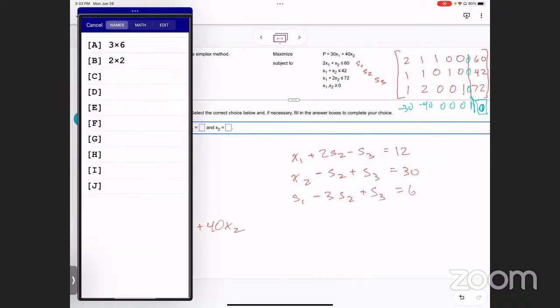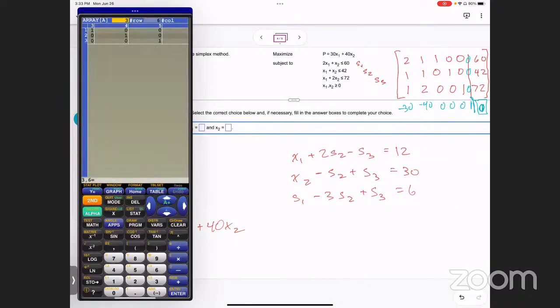So let's go back to our matrix and let's edit that matrix. Now instead of a 3x6, it's a 4x7. You understand? And then these are still pretty much the same, except this last one is going to be a 0 and then a 60. These are all the same: 1, 1, 0, 1, 0, and then one more 0, and then a 42.